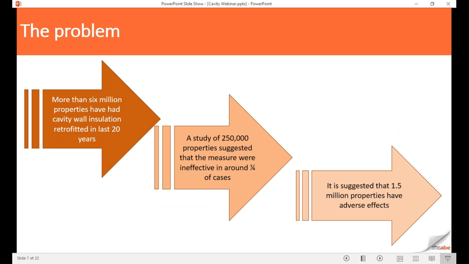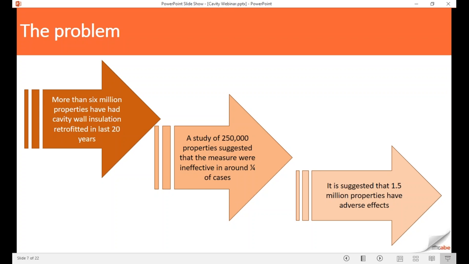The scale of the problem, as I said, is difficult to judge. Some figures say 1.5 million properties are blighted. Statistics actually tell us that in the last couple of decades, over 6 million properties have been retrofitted with cavity wall insulation. And in a large number of the cases, there have been some adverse effects in terms of the performance of the property moving forward.